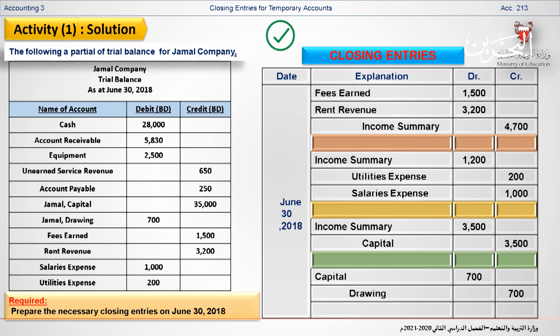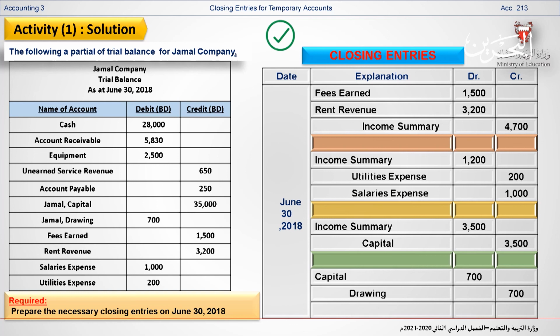You have to prepare one journal entry that credits expense accounts, utilities expense and salaries expense, one by one, each for its balance as shown, and debit the income summary account for the total of 1,200 BD, which is the sum of all expense accounts.